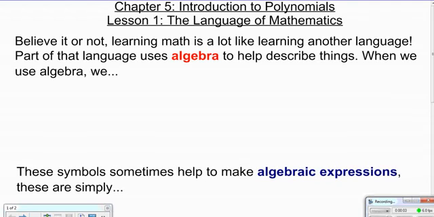So this is chapter 5, lesson 1. We're going to start polynomials. The first lesson and second lesson should be done together as a pair.